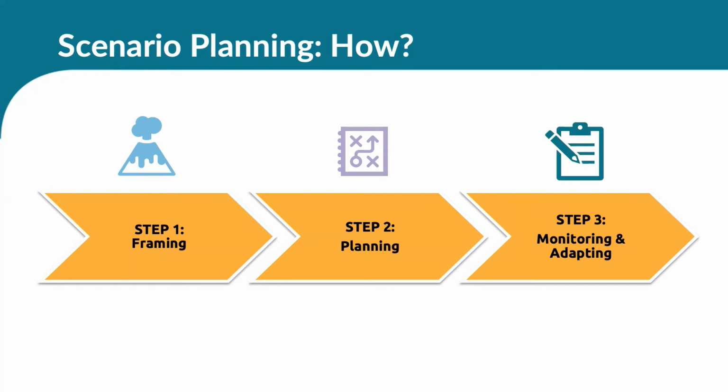The third step is monitoring and adapting. In this step, you will document changes in your operating environment as they unfold and the adaptations you make in response to those changes. In other words, what has happened and what are you doing as a result? This step lasts as long as the impact of your prompting event. Let's take a look at a tool designed to help you apply these steps in a planned and productive way.